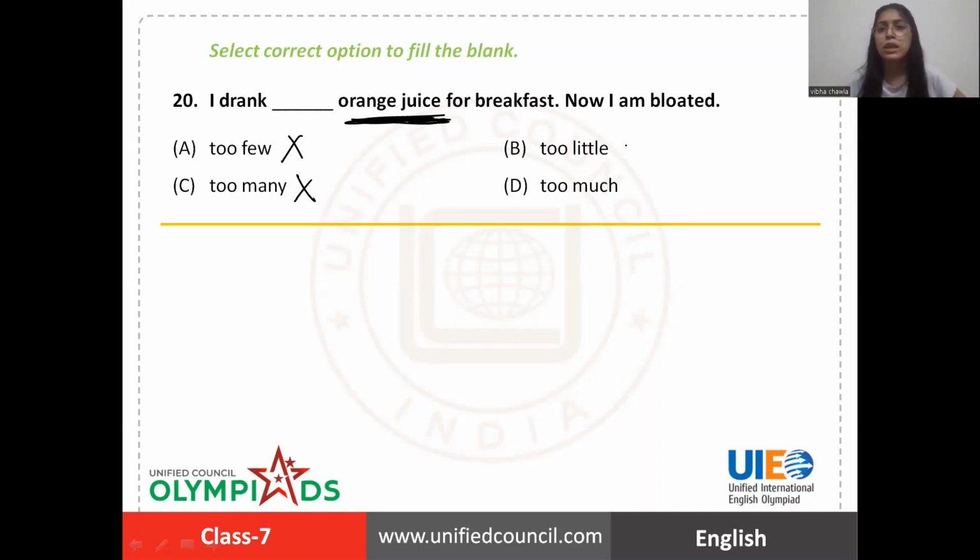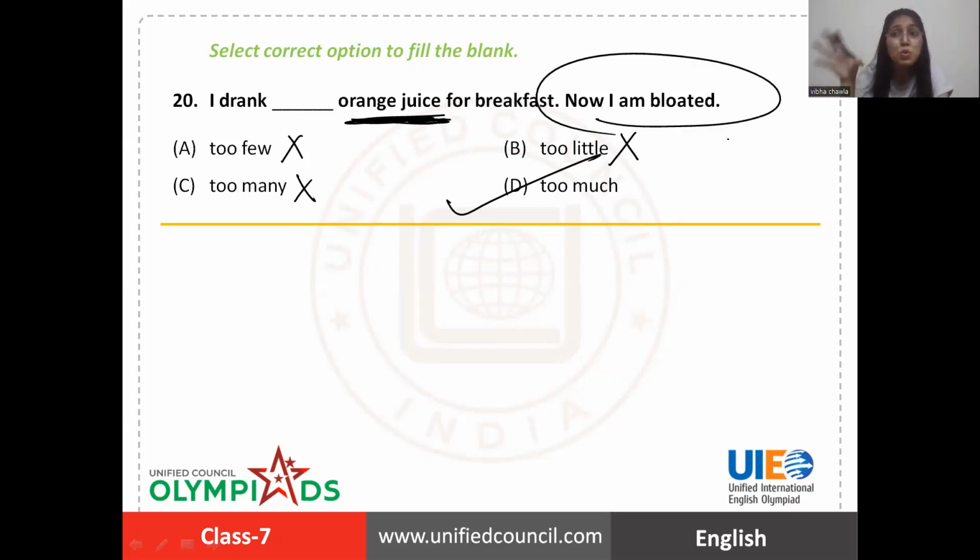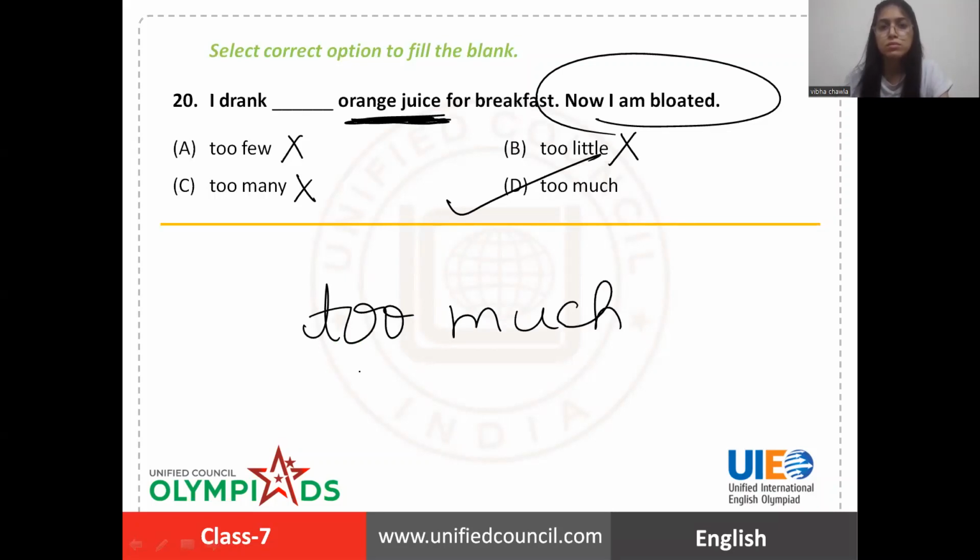Okay. Now see, little and much both are used with uncountable nouns, but why too much is right there and not too little? Because it's written now I'm bloated, means you drank too much of it. Okay, not too little. If you have drunk too little, why would you feel bloated? Right? So that's why. Too much. I drank too much orange juice for breakfast. So right pick is option D.